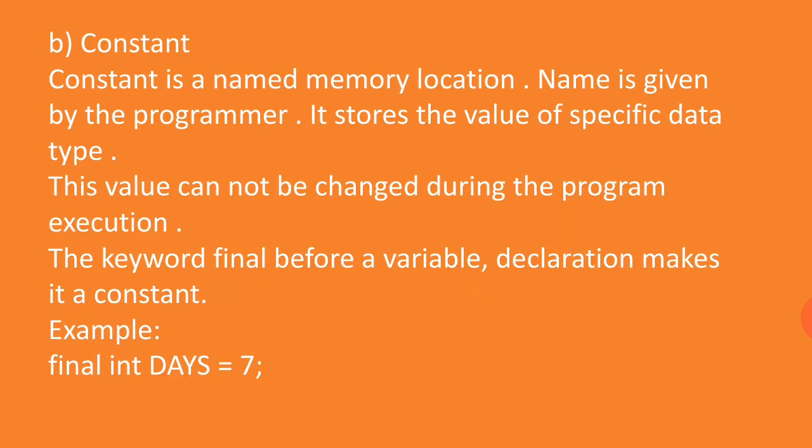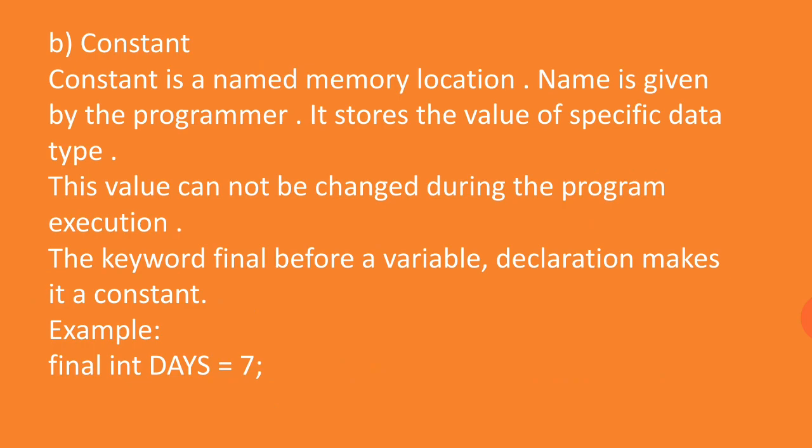Now after that, definition of constant. Constant is a named memory location. Name is given by the programmer. It stores the value of a specific data type. Constant is a named memory location, same thing like a variable. Here also it's a named memory location. Name is given by the programmer. It stores the value of a specific data type.